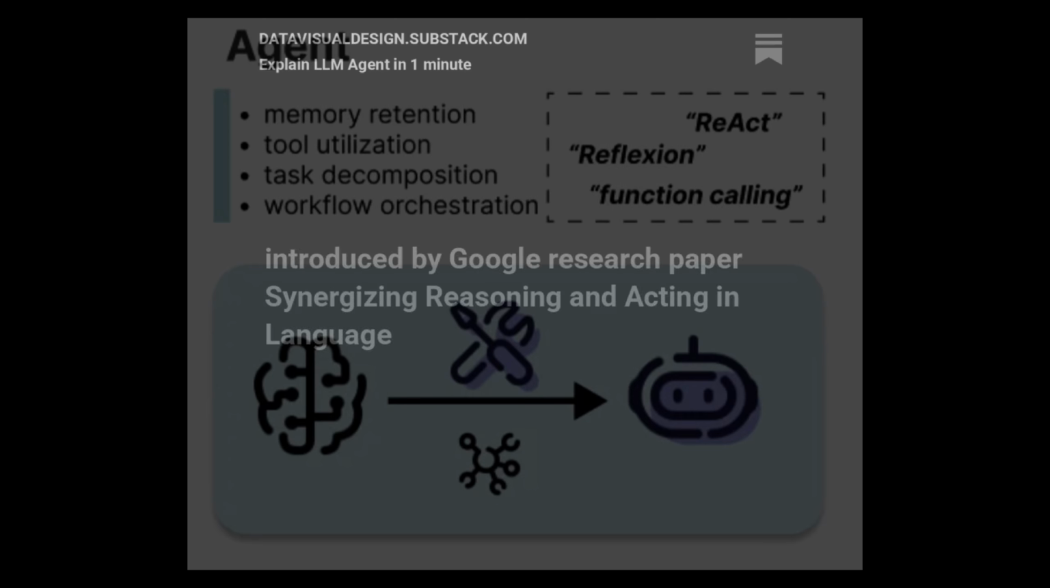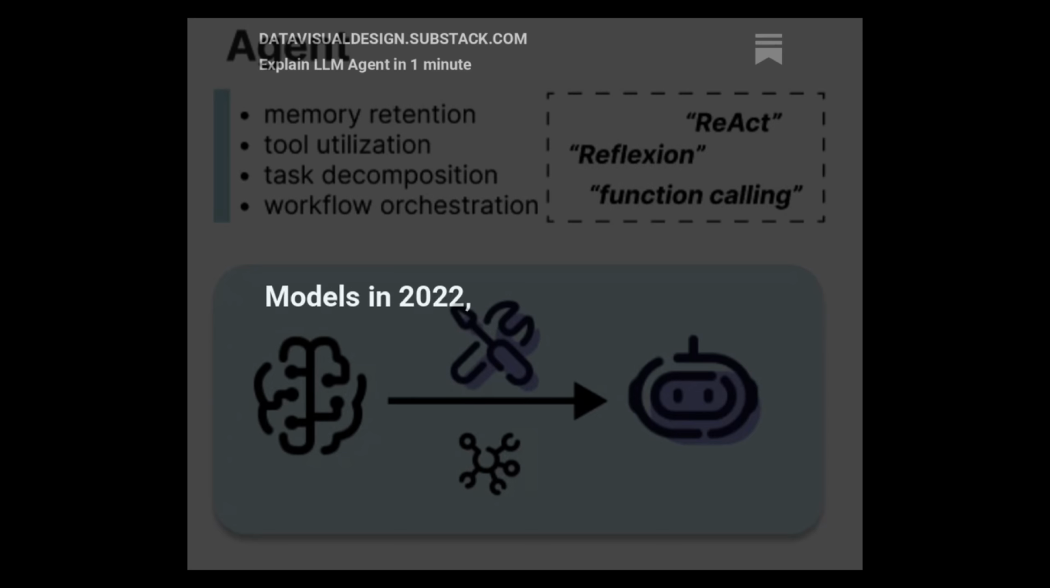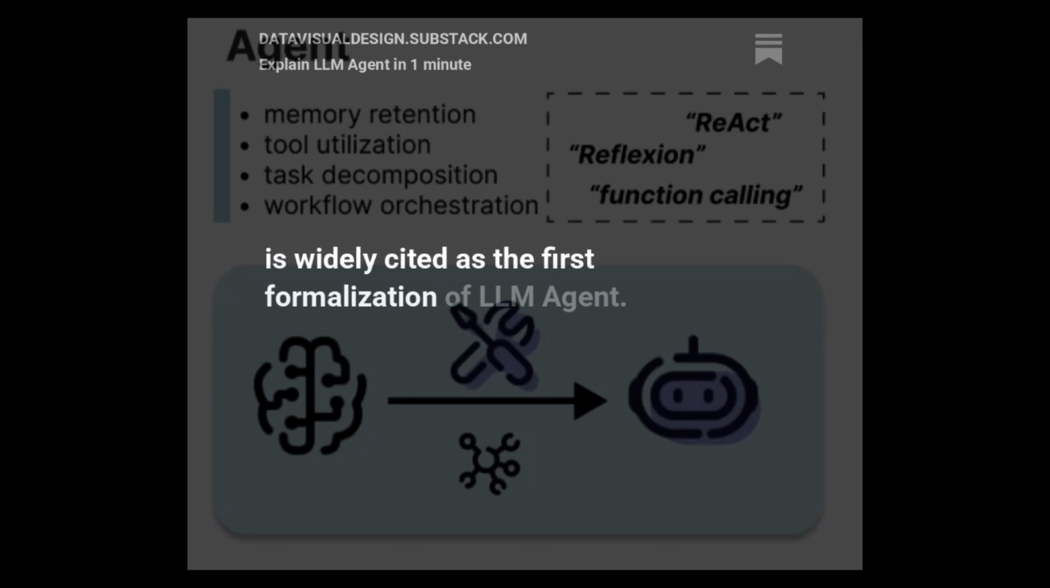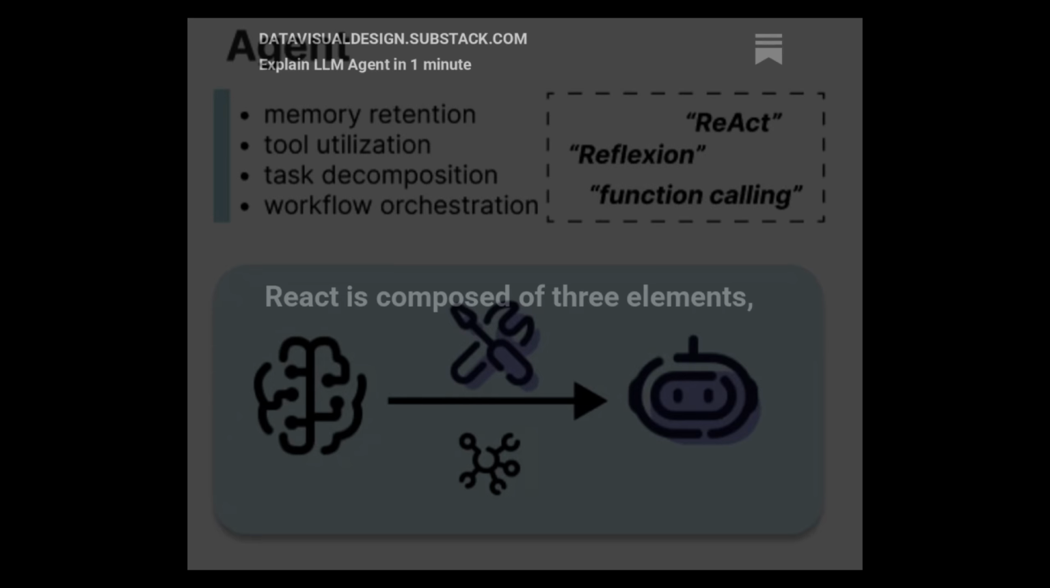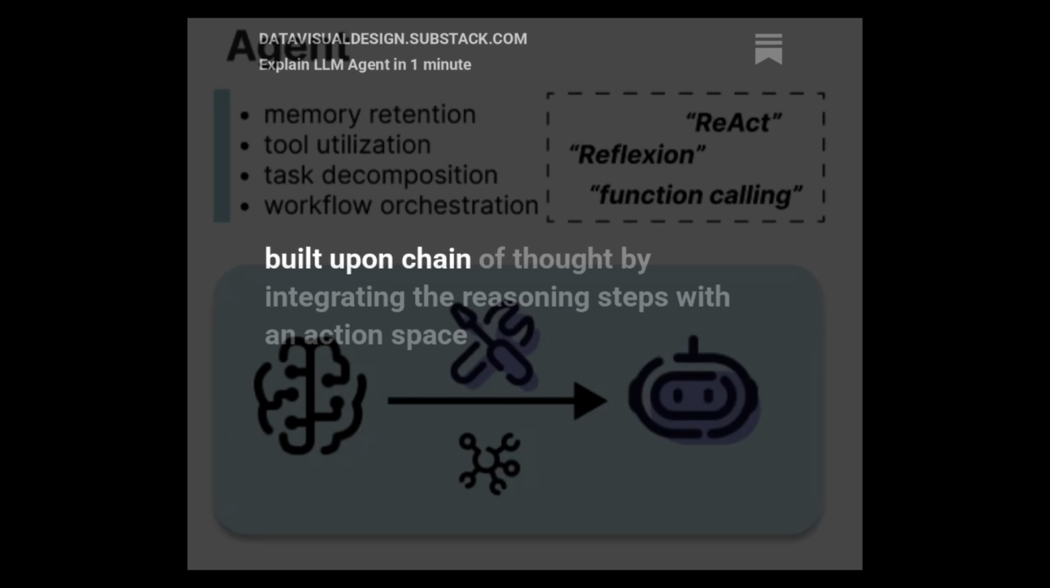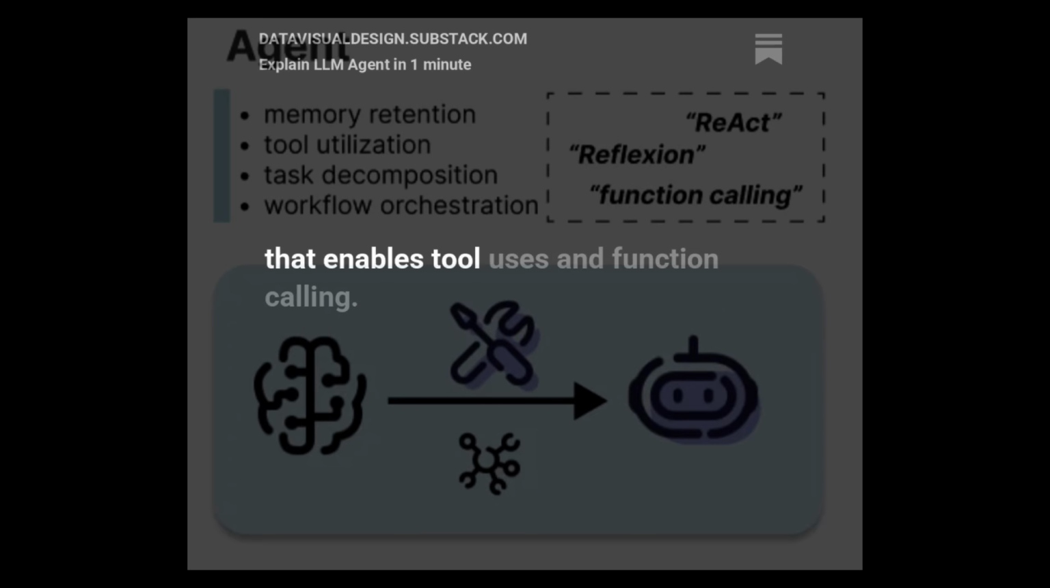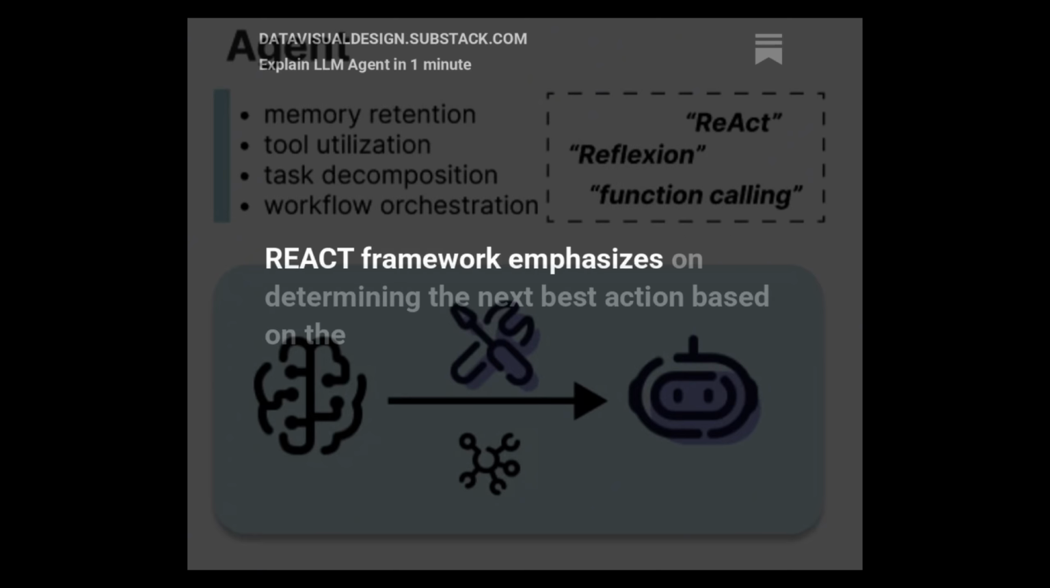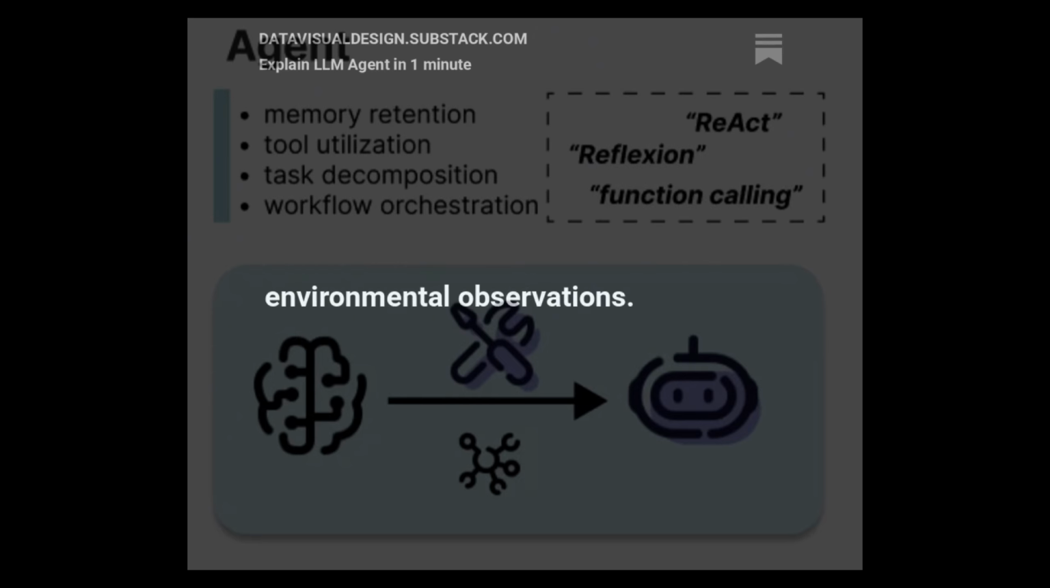The ReAct framework, introduced by the Google Research paper Synergizing Reasoning and Acting in Language Models in 2022, is widely cited as the first formalization of an LLM agent. ReAct is composed of three elements: actions, thoughts, and observations, built upon chain of thought by integrating the reasoning steps with an action space that enables tool use and function calling. Additionally, the ReAct framework emphasizes determining the next best action based on the environmental observations.